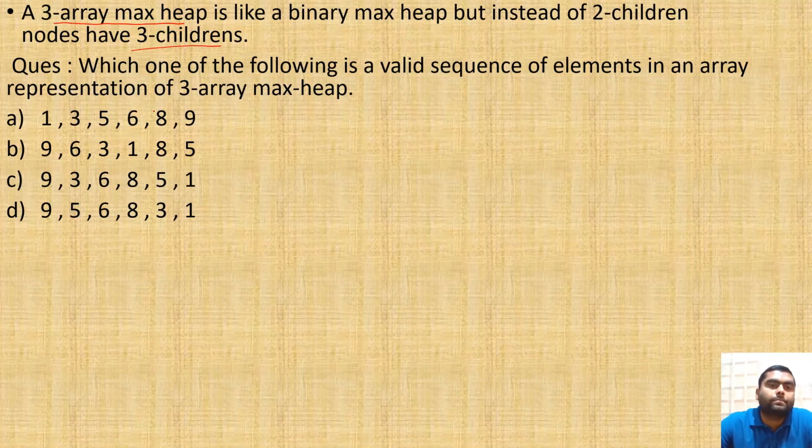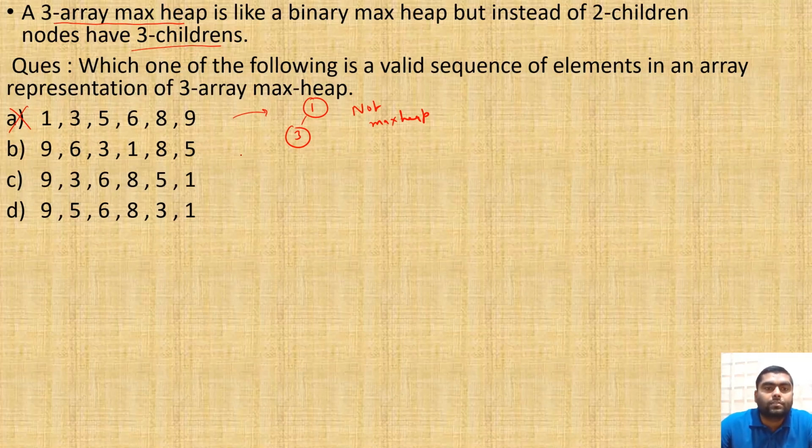Okay, this is the only difference. The remaining properties are the same. Which one of the following is a valid sequence of elements in the array representation of a 3-array max heap? The first one is incorrect. Why? Let me draw it first. It is 1, then 3, so it is not a max heap, so it is incorrect.